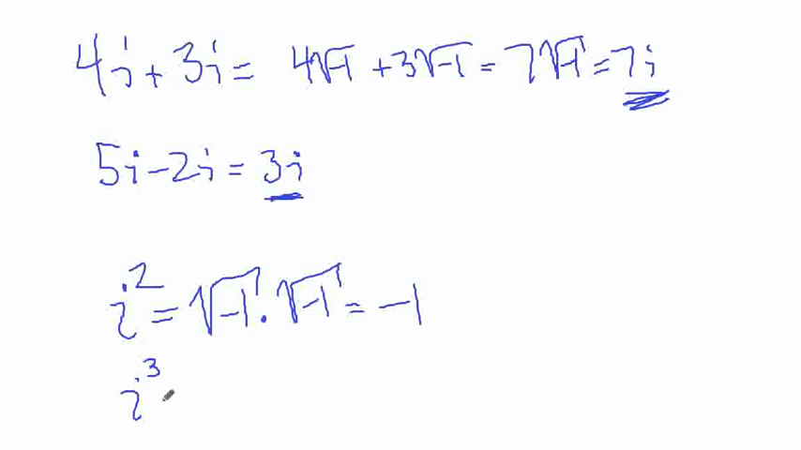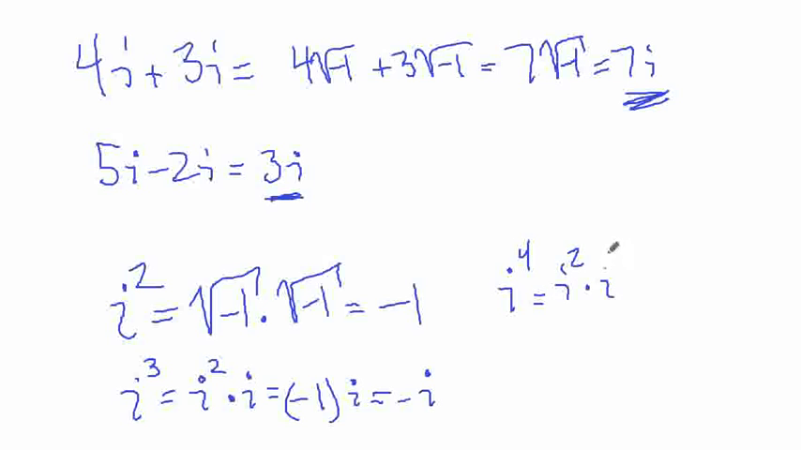i cubed is i squared times i. You can just write out all the i's. i squared, we already figured out that that's minus 1, multiplied by the leftover i, so we get minus i. Okay? Now watch how simple the next one is. i to the 4 is equal to i squared times i squared, but i squared is equal to minus 1. So that's minus 1 times minus 1, which gives 1. Okay, and go ahead and work out a couple more exponents and you'll see a repeating pattern. Okay?